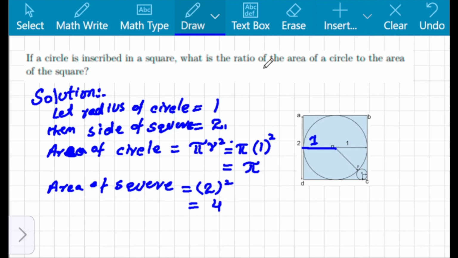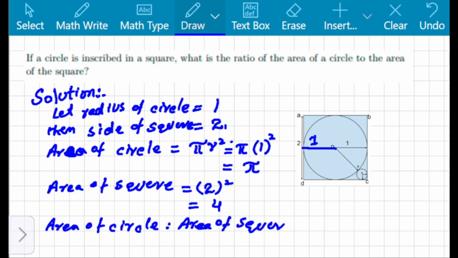We have to find the ratio of the area of the circle to the area of the square. So I will write: area of circle to area of square. We have to find this ratio. So the area of the circle is pi and the area of the square is 4. So this is the required ratio, or we can write it as pi divided by 4.